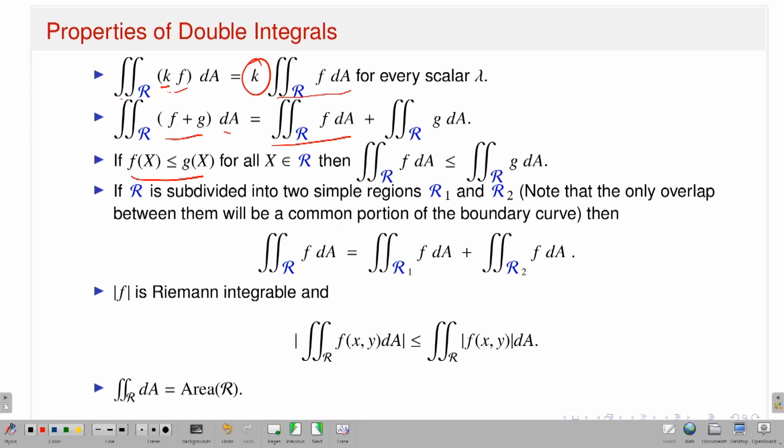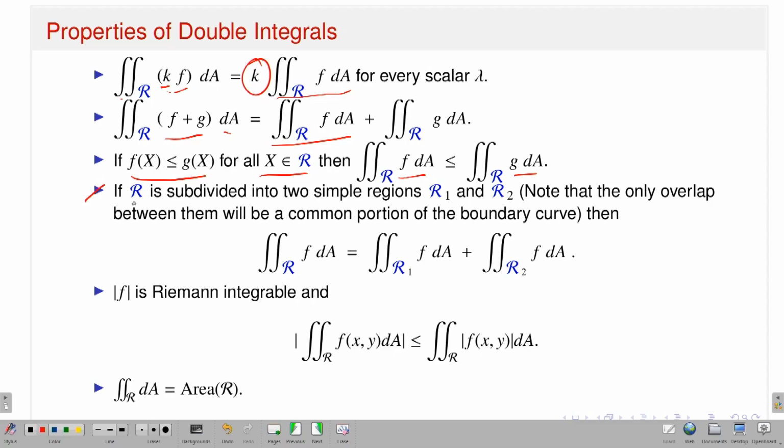Some kind of linearity, actually. If f of x is less than or equal to g of x for all x in the rectangular region, that means the corresponding value of the double integral of f is dominated by the value of the double integral of g. Okay. So, that kind of ordering relation it follows.